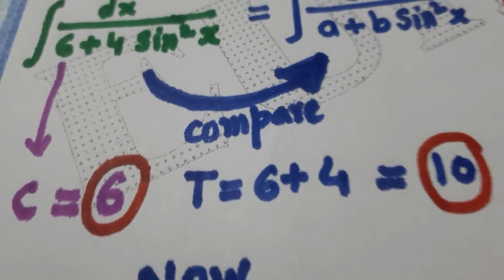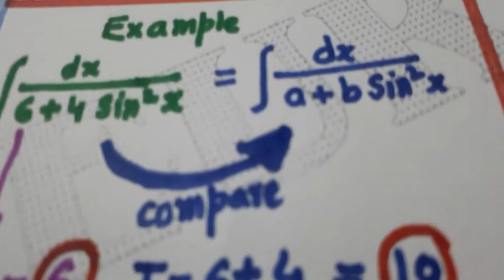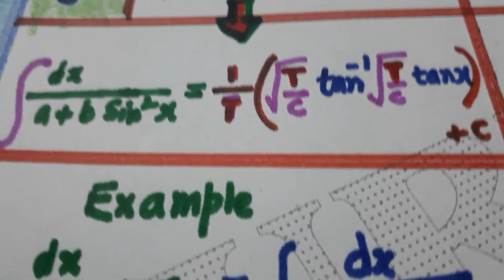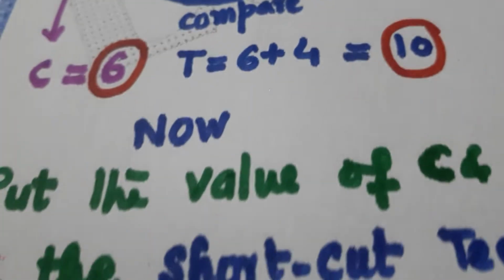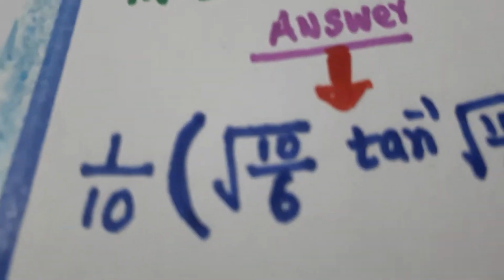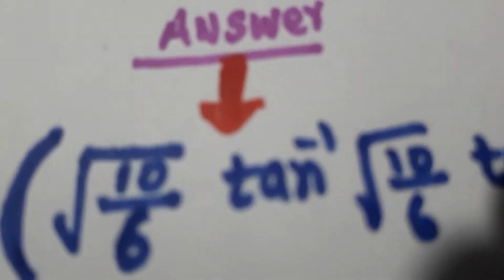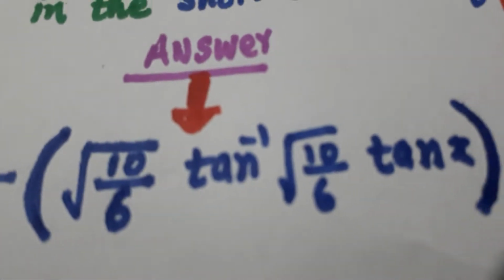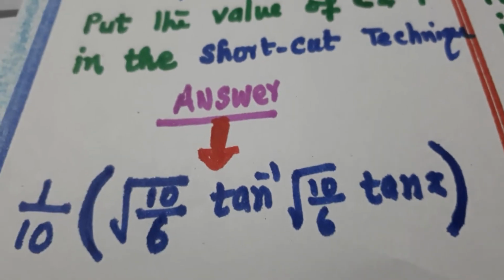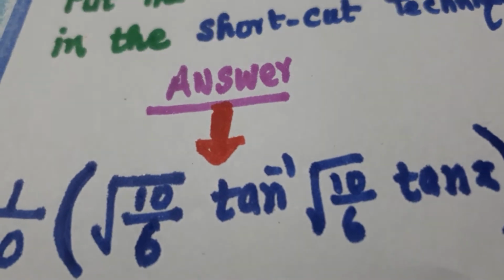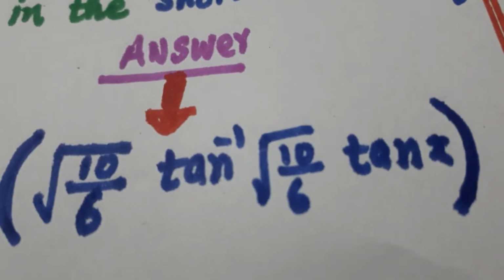Now we know C, we know T. Simply put in the formula. T by C you have to find and take its square root as is given in this formula. So 1 over T. T is your 10. So 1 over 10. T over C. T is your 10 and C is 6. So it is 10 over 6. So in place of T over C under root, you will be writing 10 over 6 under root. Now the question is done. Look here.